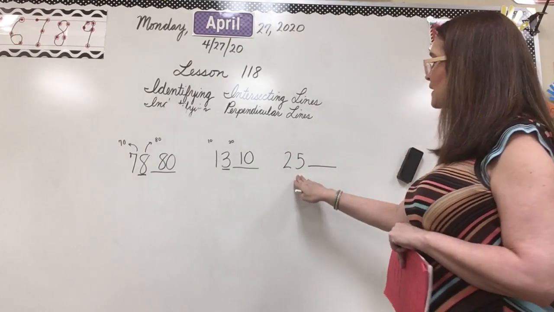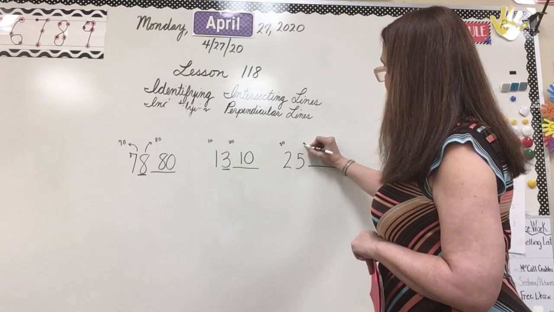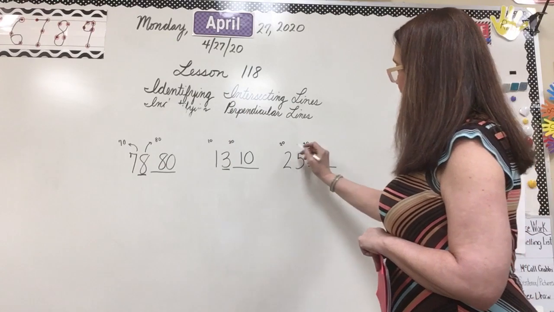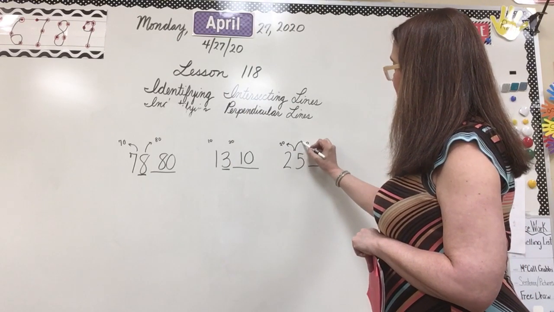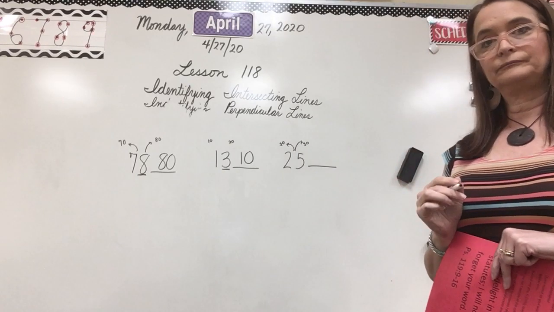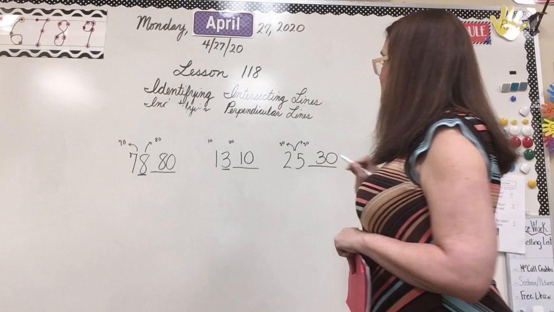And then look at this number. We're between 20 and 30. Would I round down to 20 or do I round up to 30? Yes, I round up to 30.